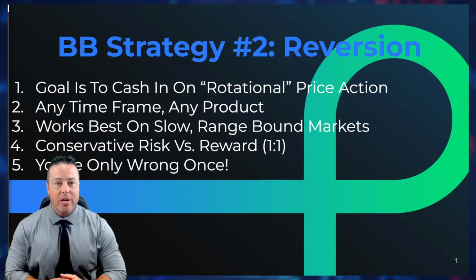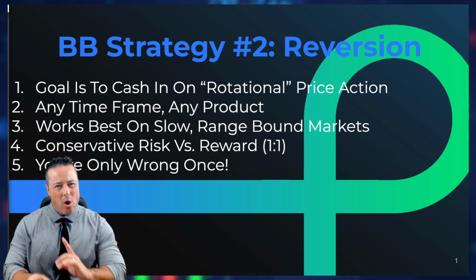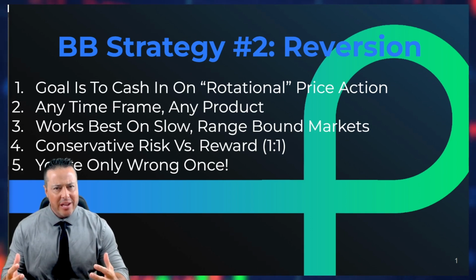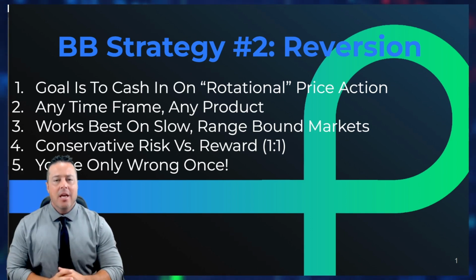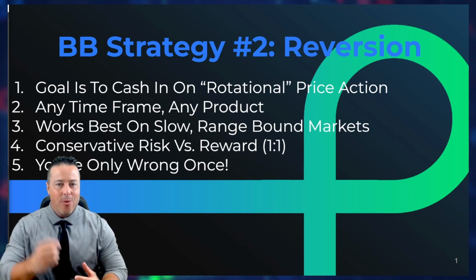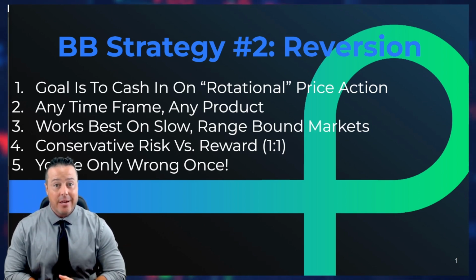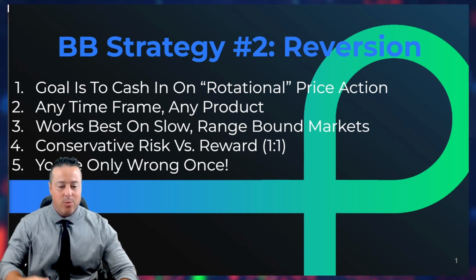Now for this strategy, we're going to use a conservative risk versus reward 1-to-1 ratio. I don't recommend going any larger than that. Remember, we're trying to capitalize on flat, stale markets. And the beauty of this strategy is you're only wrong once. Once that market breaks out against you, you get stopped out, you move on to the next one.